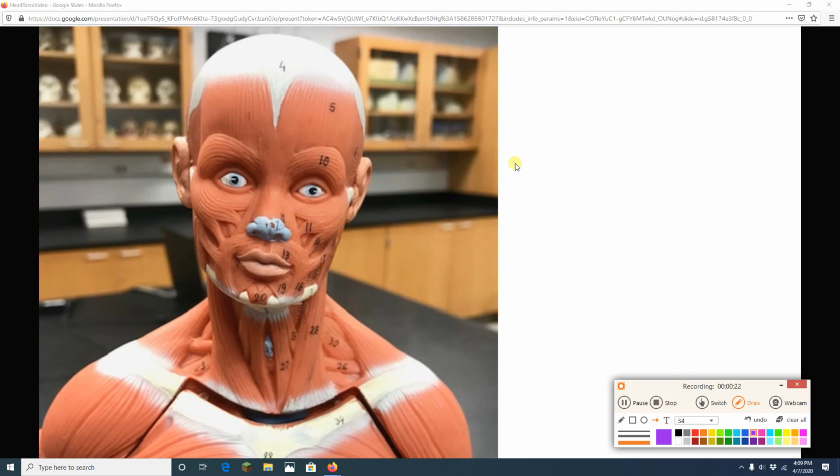What we've got here is a front view of a model. If we look right here, we can see the frontal belly of the epicranius. Right above it, I can see the aponeurosis of the epicranius. If I go down a little bit, I can see the orbicularis oculi. If I go down a little more, I can see the zygomaticus major. And if I go down a little more, I can see the orbicularis oris. So these are all muscles we looked at previously.